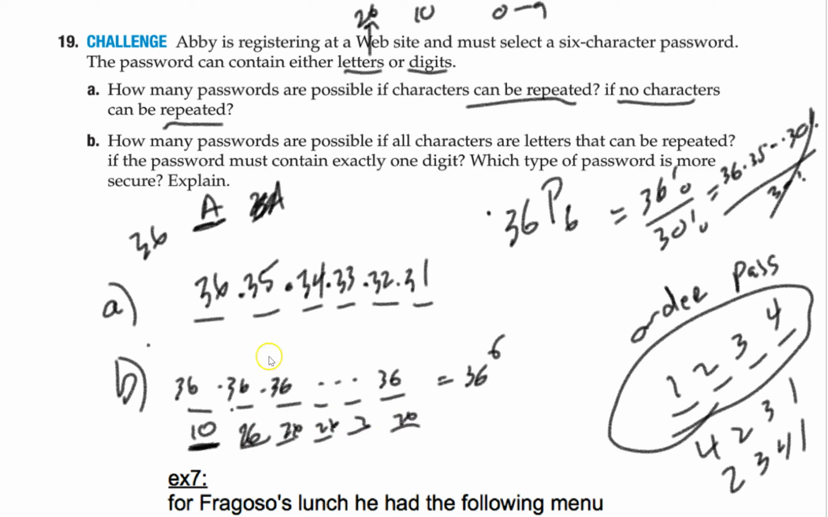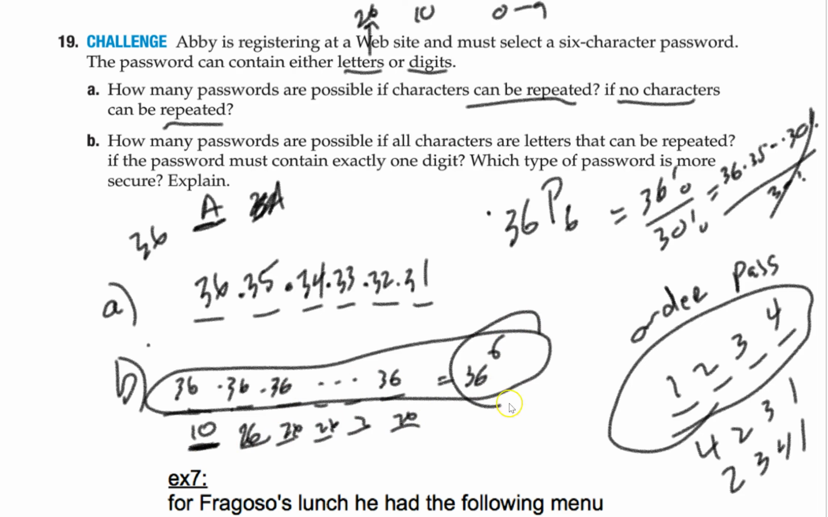Which type of password is more secure? This one is. Why? Because that's more combinations. It's 36 times 36 the whole way out. This is 10 and 26, 26. So that one's more secure. You have way more possibilities.